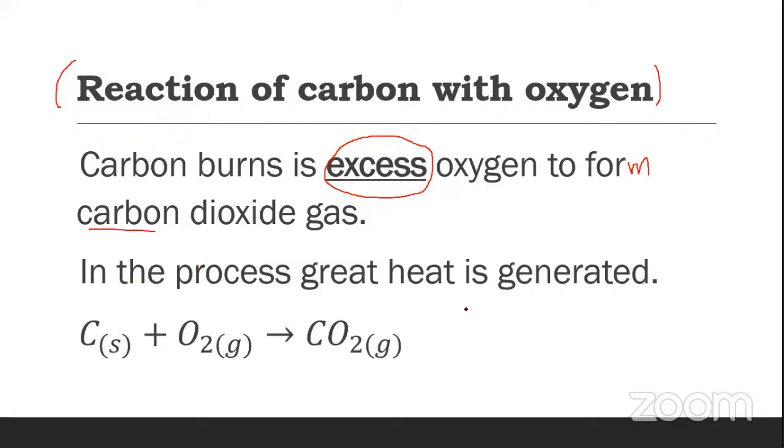In this process, we generate a lot of heat. You find that in some books they will add the word heat here to show that heat was given out. So this is the equation. We have our carbon burning in excess oxygen, and then we form carbon dioxide gas, and that happens when we have excess oxygen.